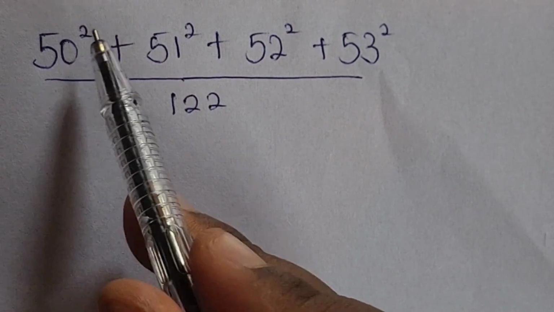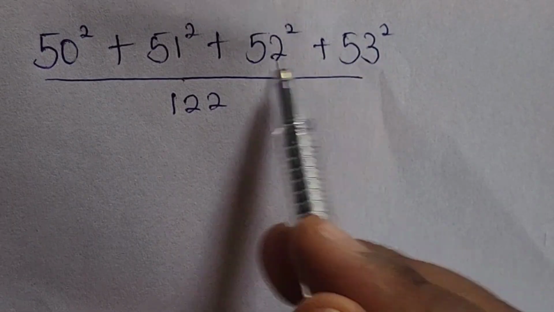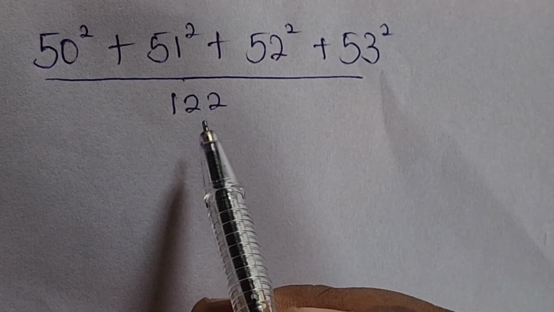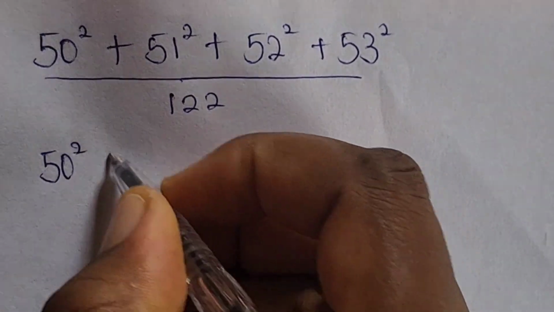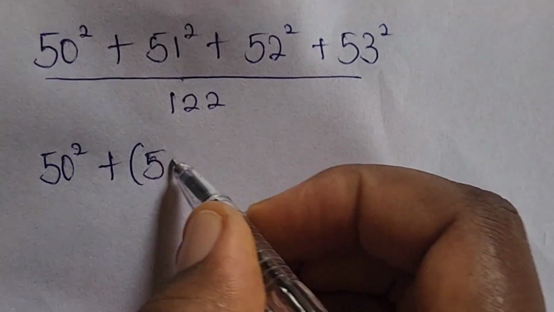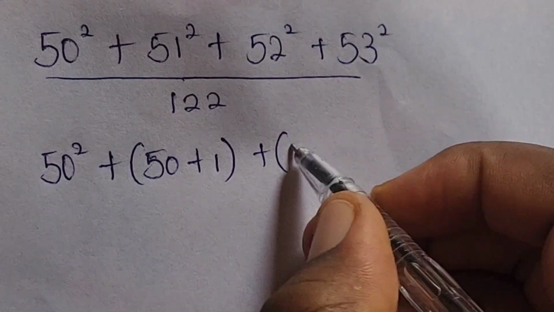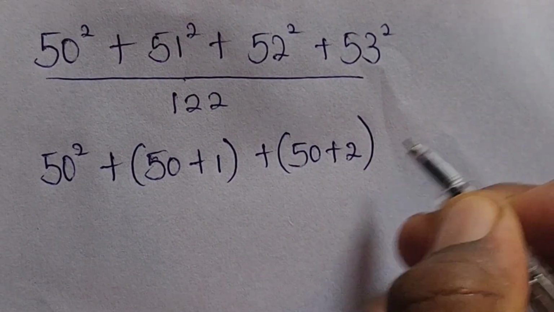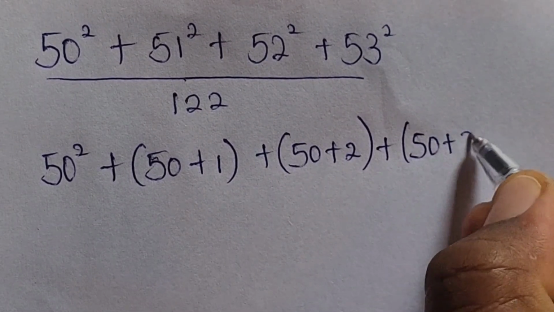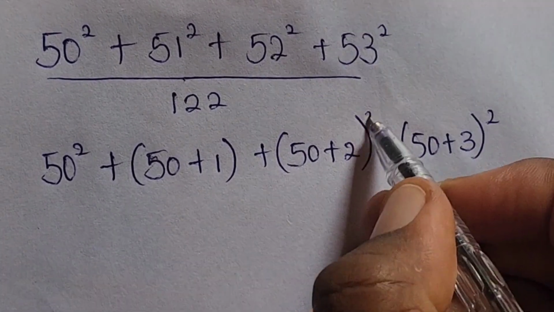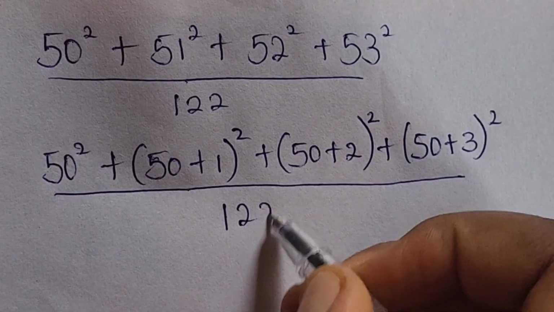We want to resolve this: we have 50 to the power of 2 plus 51 to the power of 2 plus 52 plus 53 all to the power of 2, all over 122. So for us to resolve this, we have 50 to the power of 2 plus 51. We can split it into 50 plus 1, plus our 52 is 50 plus 2, and we have plus 50 plus 3 all to the power of 2. We have all over 122.